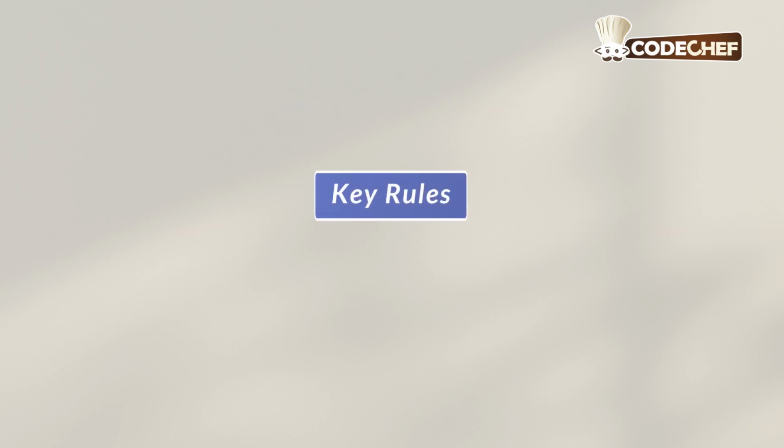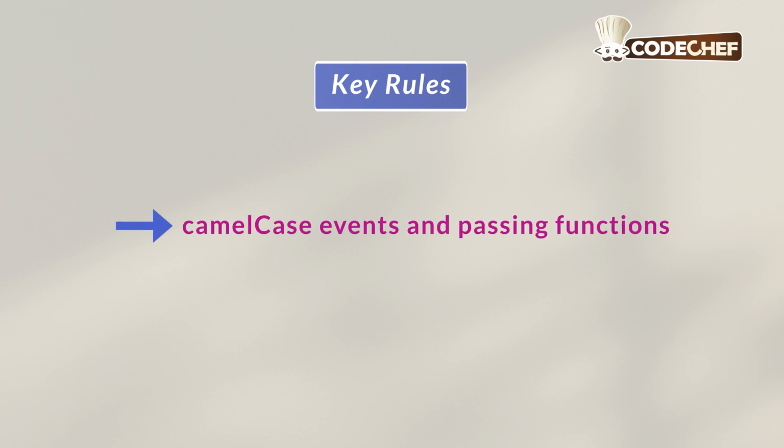First, React event names use camel case like onClick, where the first letter of the first word is lowercase and the first letter of the second word is uppercase. Second, always pass a function, not a function call. This ensures the function runs only when the event occurs.